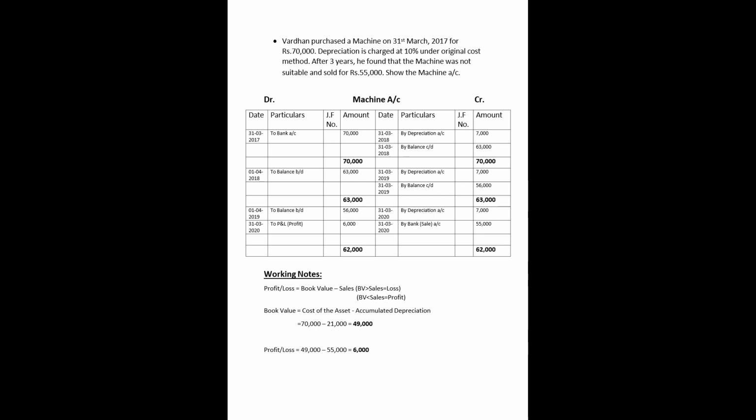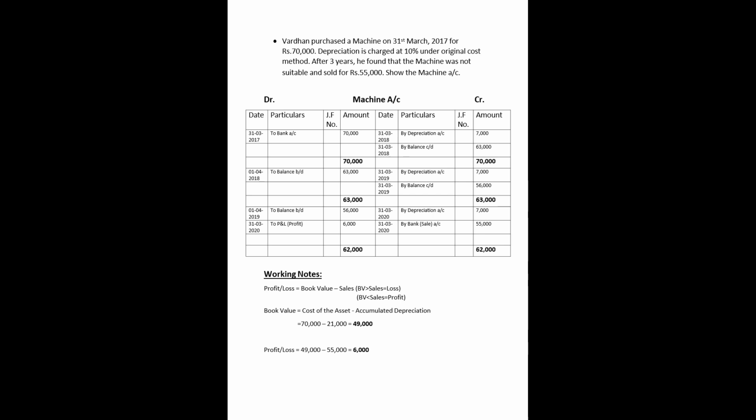in the next year. Calculate the depreciation for the second year, balance both debit and credit, and then mention balance carried on amount. Balance carried on amount should be shown as balance brought down in the next year. Calculate the depreciation for third year, will get 7,000, and then mention the sales amount on credit side, that is by bank sale account 55,000.